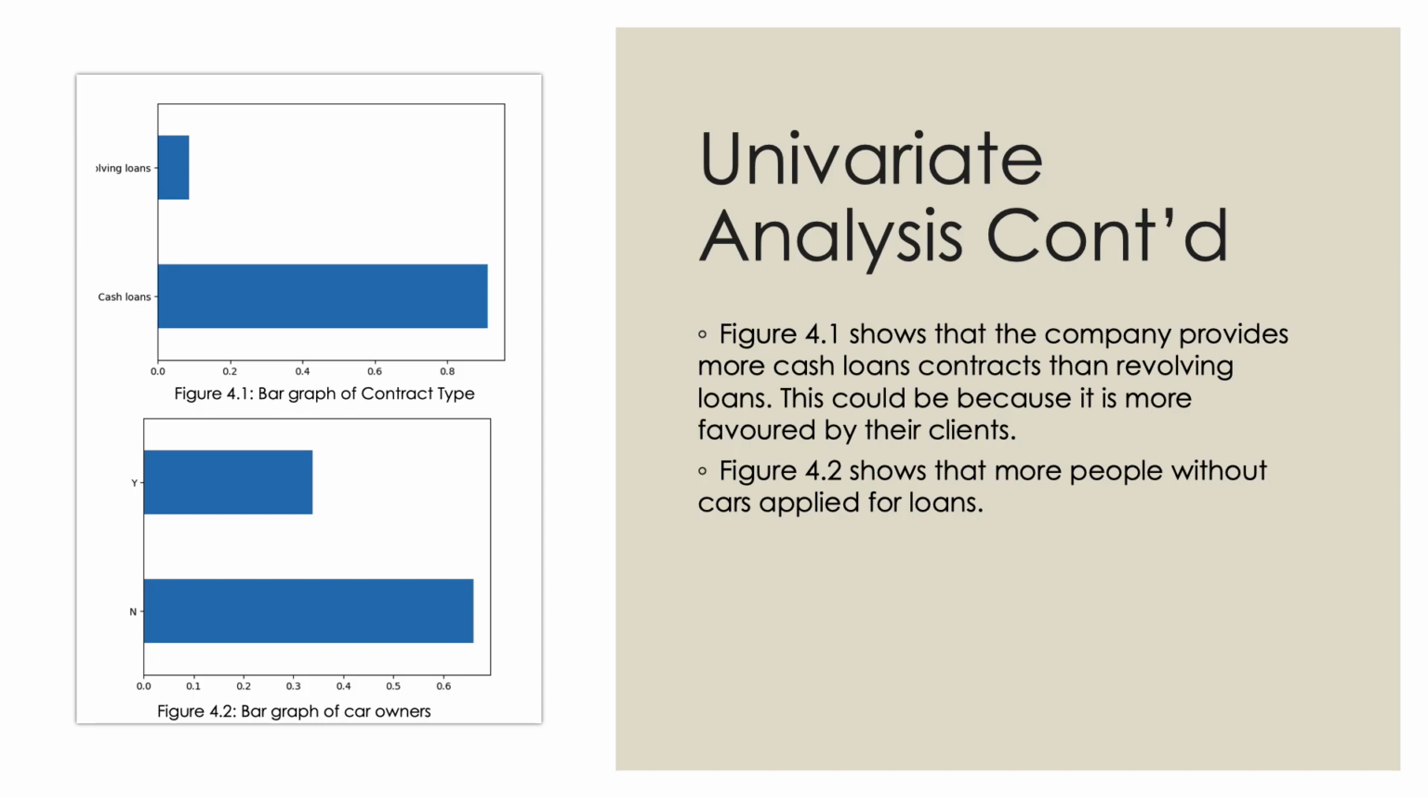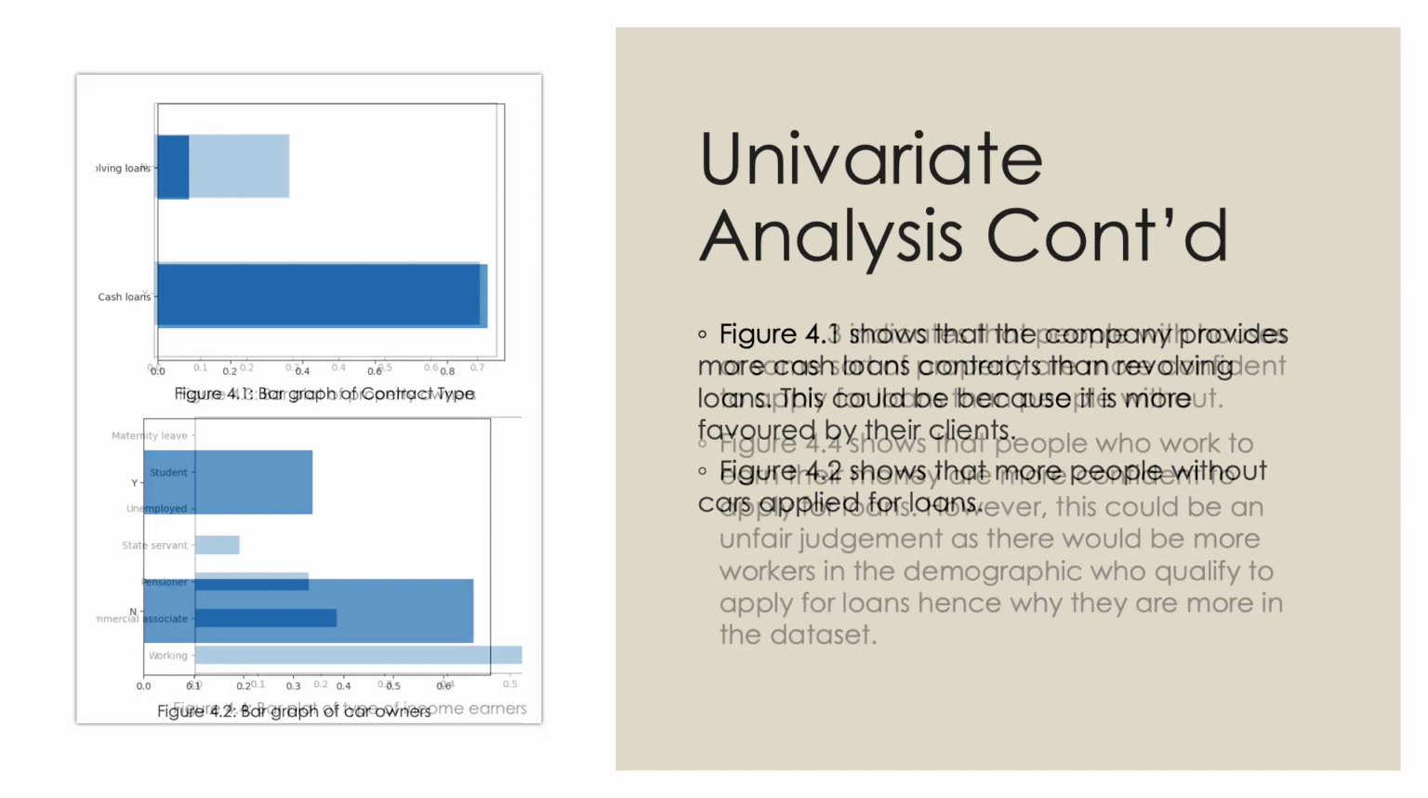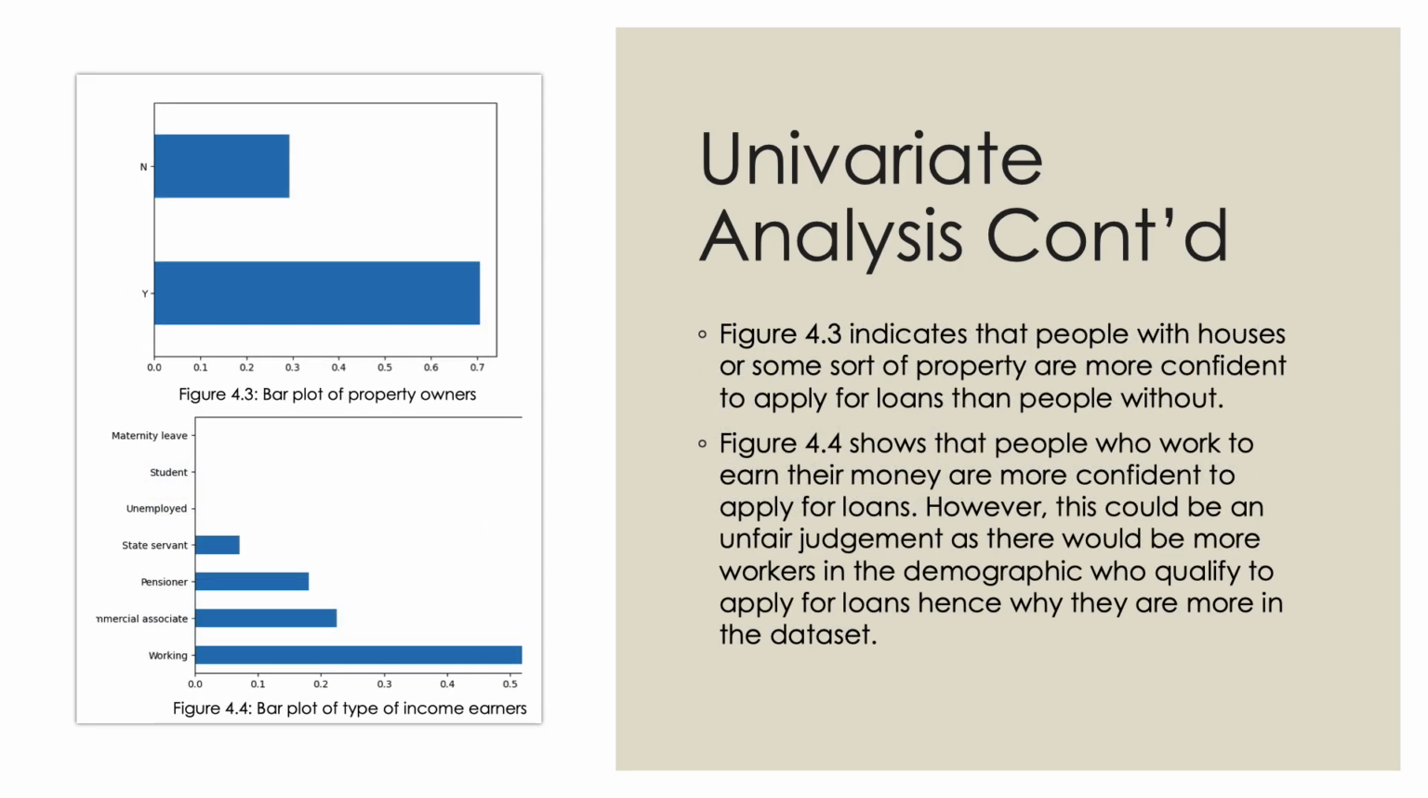Then we have car owners as well. From this graph, you can see that people without cars apply for loans more than people with cars. It could be that they need more money than people with cars. The same thing with property owners: it shows that people with houses actually need more loans than people without houses. In certain environments, you could actually be in a situation where a house could turn into a liability rather than an asset, because then you're paying a lot of things.